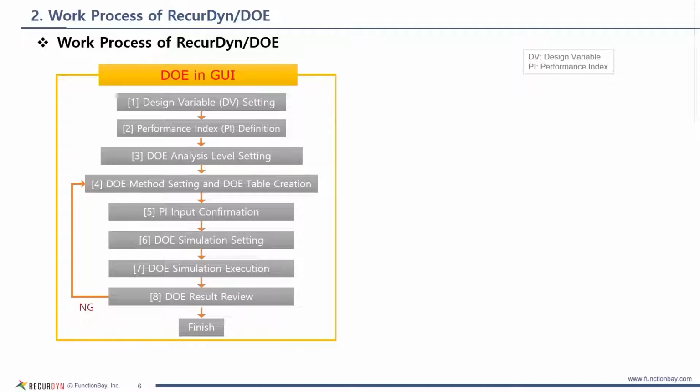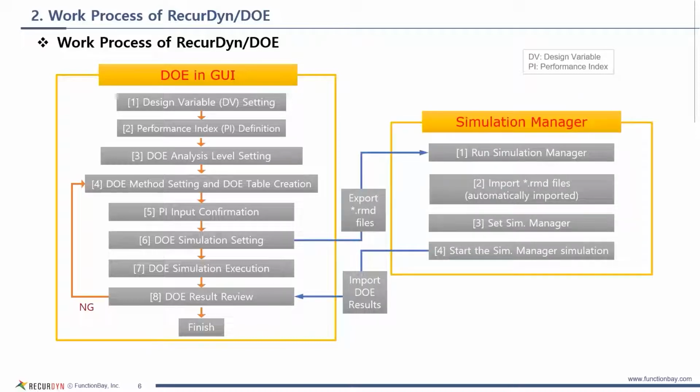When performing the basic DOE analysis, the analysis cases are simulated one by one in the RecurDyn UI. However, the newly developed Simulation Manager makes it possible to perform multiple simultaneous simulations. It is now possible to perform much faster and more efficient DOE analysis. The Simulation Manager will be explained in more detail later.